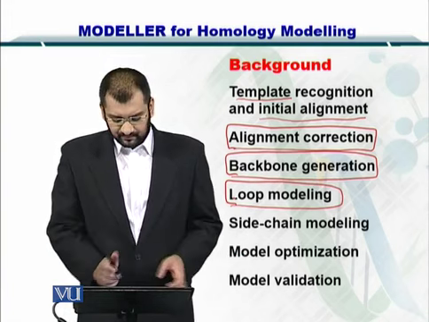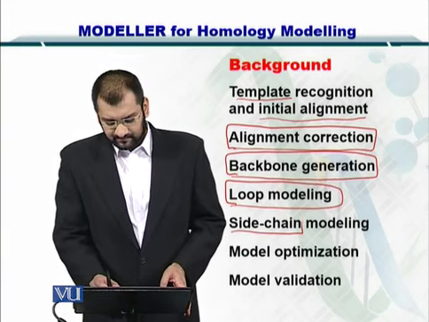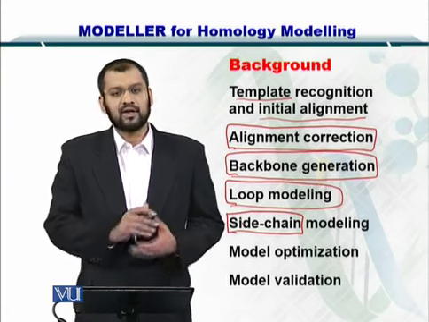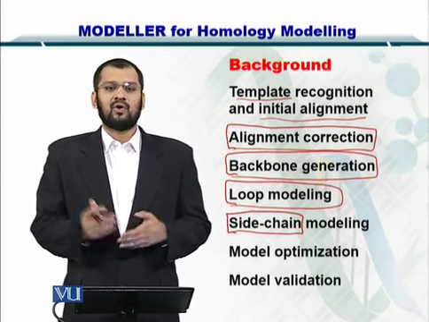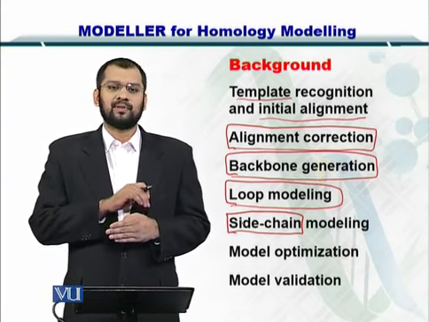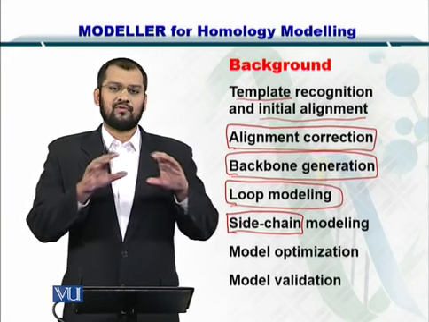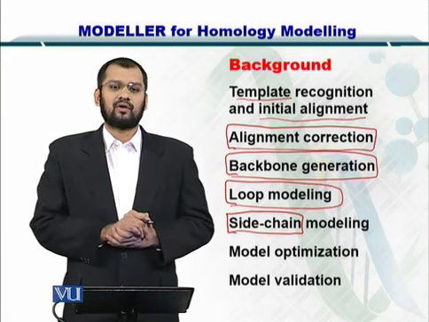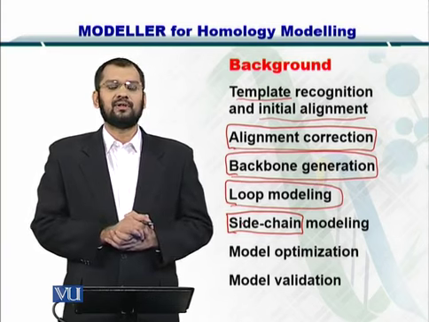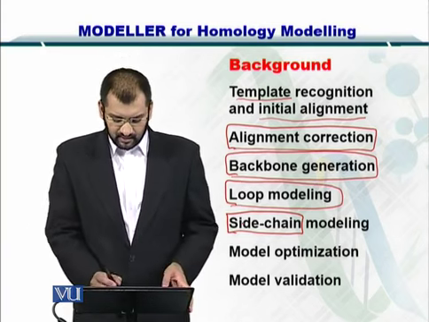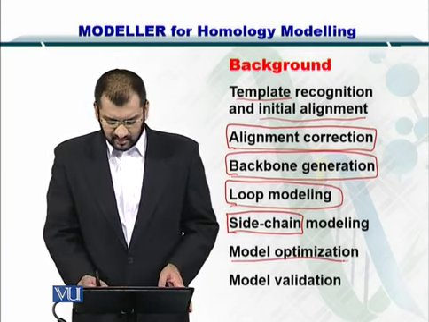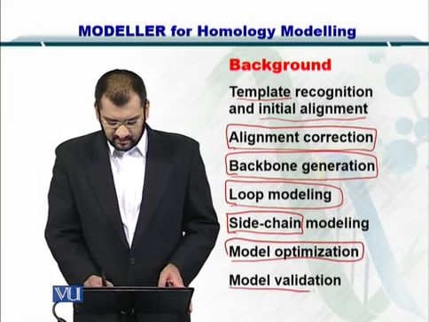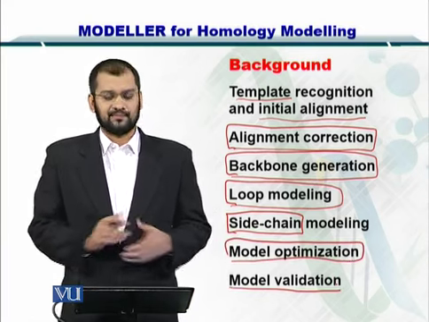In the next step, you put the side chains, that is the R groups that are attached to the amino acids, onto the backbone. So once you have placed all the side chains, you have a backbone with all the R groups attached in a reasonable conformation. The model was optimized after this and validated using experimental data.